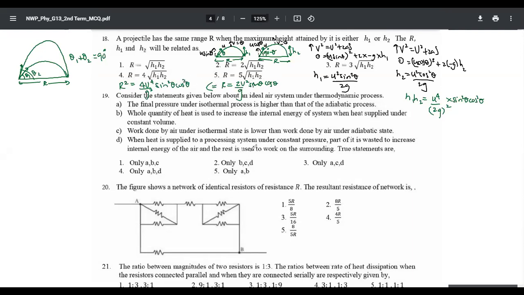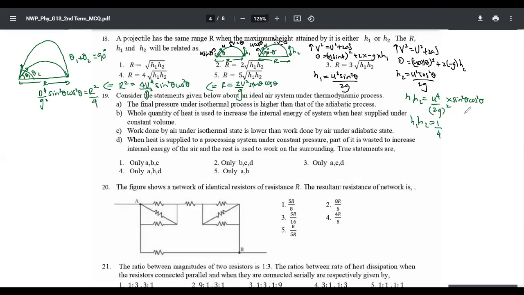Right. So then we can substitute those values. h1 h2 equals u to the power 4 over 4g squared, with the 1 over 4 left as it is. Then what can I do here, people? From this, instead of u to the power 4 over g squared sine squared theta cos squared theta, what can we write? You can write r squared by 4. Correct? r squared by 4.